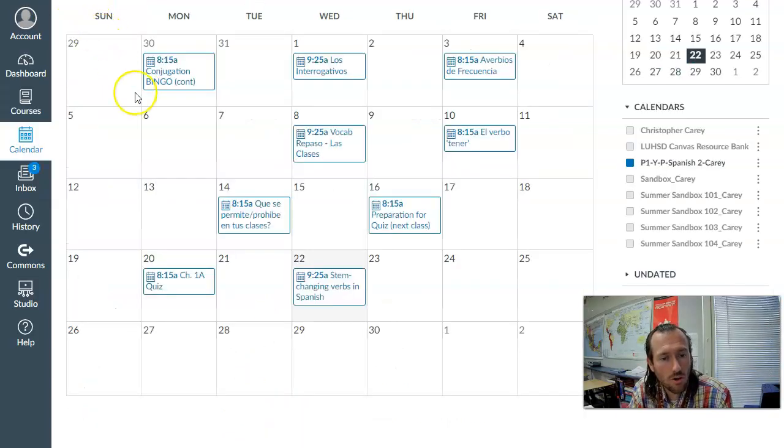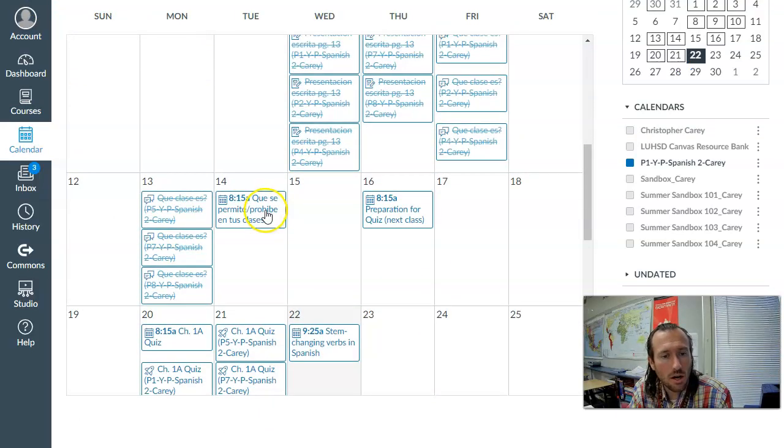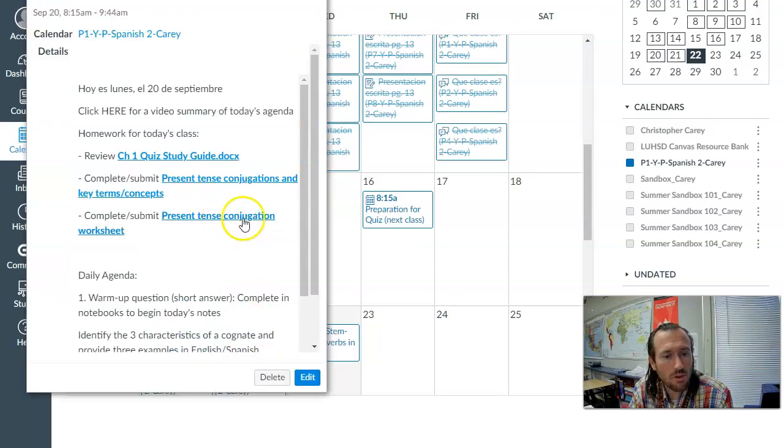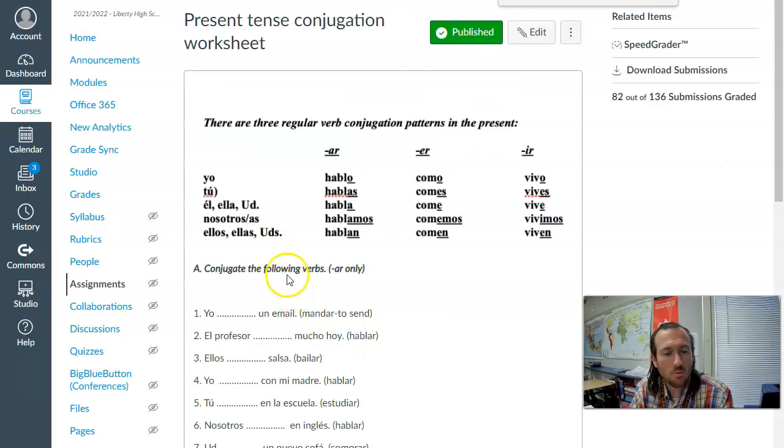The other worksheet is called Conjugation, Present Tense Conjugation Worksheet. This one's pretty straightforward. You're taking the infinitive, that's in parentheses there at the end of the sentence, and you're conjugating it in the form provided at the very beginning.